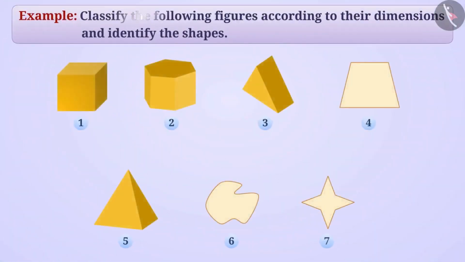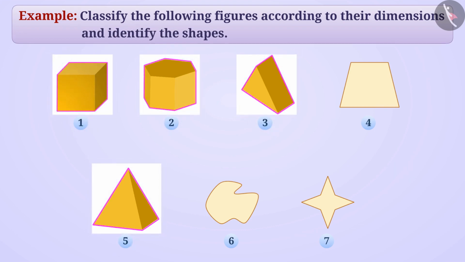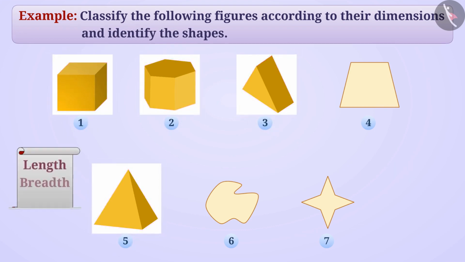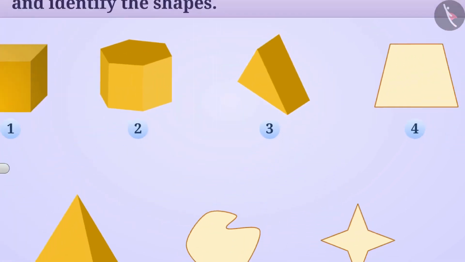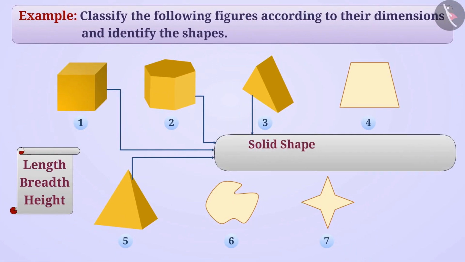Classify the following figures according to their dimensions and identify the shapes. Here, the shapes shown in first, second, third and fifth figures seems to occupy the space. We see that they have the three dimensions such as length, breadth, and height. So, we can say that these are solid shapes or three-dimensional shapes or 3D shapes.